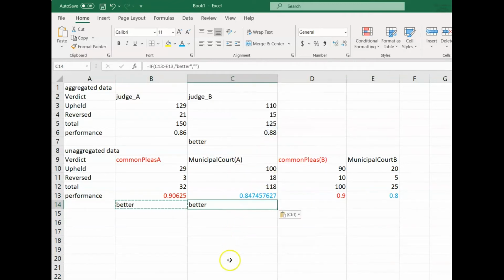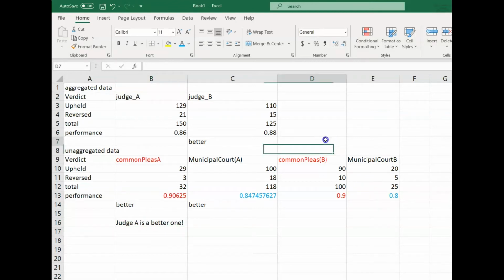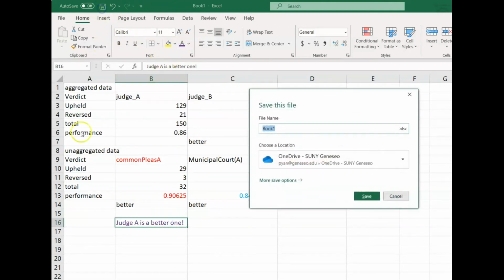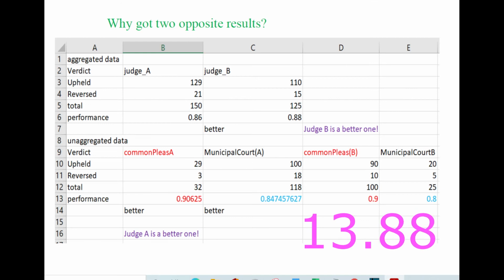So let's look at the second category. Judge A also performs better. So according to unaggregated data, Judge A performs better than Judge B. However, based on the aggregated data, Judge B is a better one. So these two are opposite to each other. Okay, so what's wrong with the data?